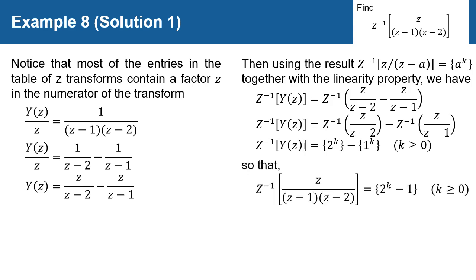So the inverse Z transform of Z over (Z minus 1)(Z minus 2) is equal to 2 raised to K minus 1, where K is greater than or equal to 0.